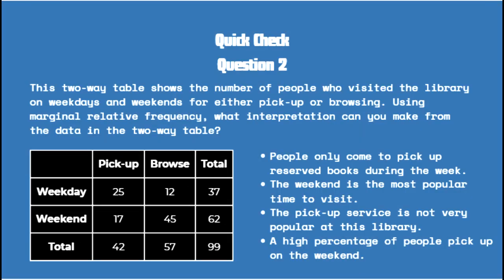Quick check question number 2. This two-way table shows the number of people who visited the library on weekdays and weekends for either pickup or browsing. Using marginal relative frequency, what interpretations can you make from the data in the two-way table? So marginal relative frequency deals with the whole row or the whole column. Okay, so we're dealing with these numbers out here. They're saying people only come to pick up reserved books during the week. The weekend is the most popular time to visit. The pickup service is not very popular at this library, or a high percentage of people pick up on the weekend. Okay, remember they shuffle these answers. Your answers will not be in the same order as mine.